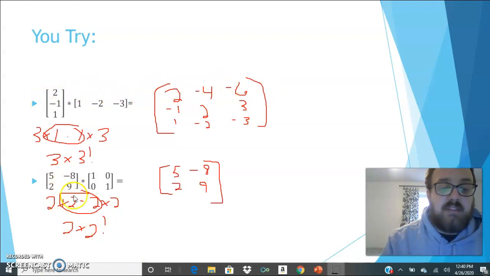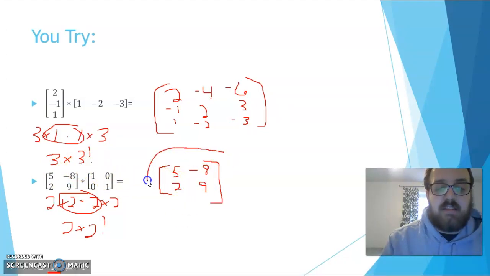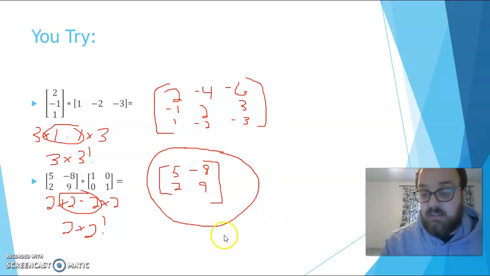Here I went ahead and did the same thing. It's a 2 by 2 and a 2 by 2. I ended up with a 2 by 2 matrix after the middles cancel out. So 5 times 1 plus -8 times 0, I get 5. 5 times 0 plus -8 times 1, so on and so forth. Now, you might have noticed something weird about this answer, especially if you got it before you checked with me. You might be like, Mr. Guy, that answer looks very familiar. In fact, it's this matrix right here.